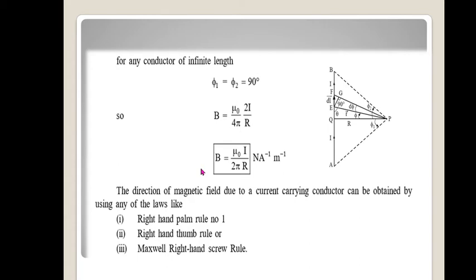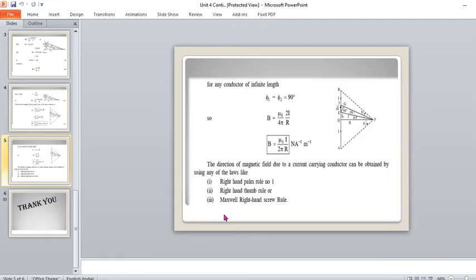Okay, so these are two very important expressions, and you need to know them. Remember all of you, I will elaborate a little on these two concepts. The direction of the magnetic field due to a current carrying conductor can be obtained using any of the laws, which we have already discussed in Biot-Savart's law.